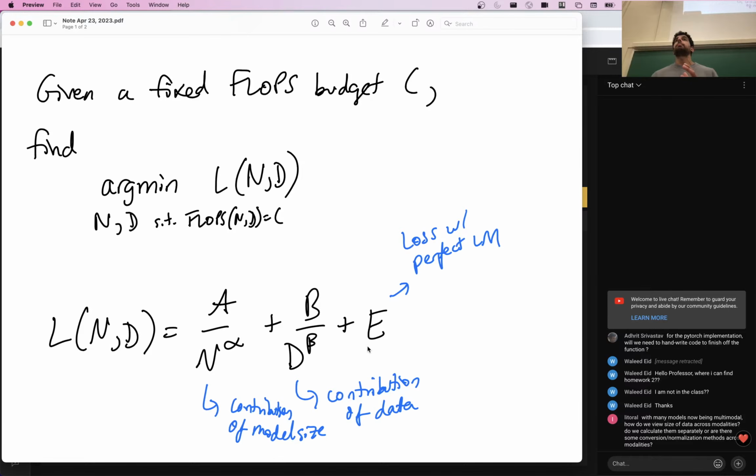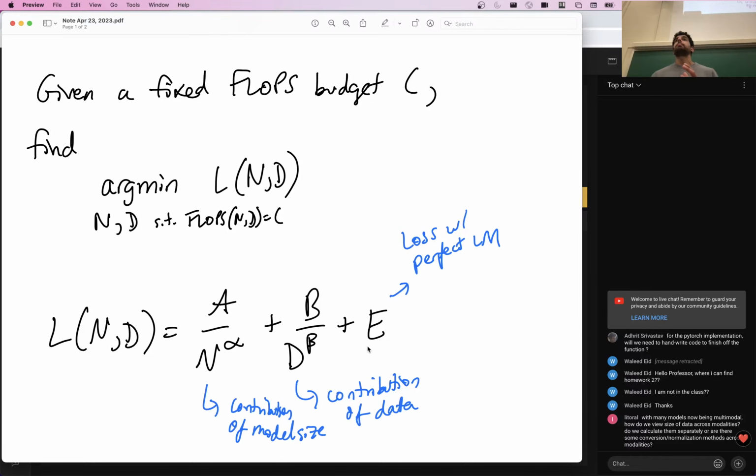Okay, so we have this equation here. Any questions about this? So alpha and beta are things that we're trying to learn, these exponents that we're trying to fit based on empirical training runs. Let's say I have a fixed compute budget, and I've trained many different configurations with varying N and D. You can think of it as trying to fit a curve to the empirical losses that you observe through these training runs. A and B as well. So we'll see this shortly.